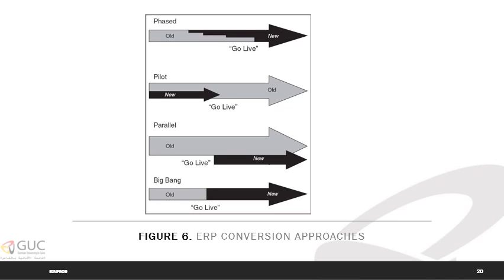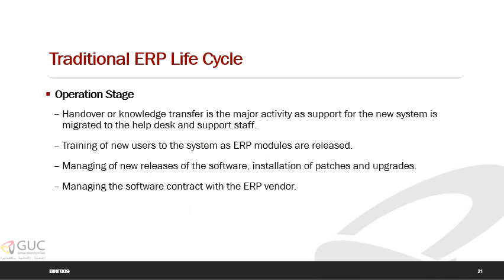Training end users on how to use the new system is another important activity. The operational stage is often managed by the operation team with assistance from the implementation team. Knowledge transfer is the major activity as support for the new system is migrated to the help desk and support staff. Some implementation team members are very often hired as support staff.